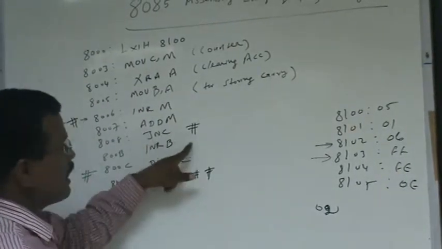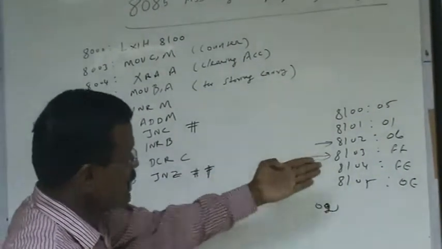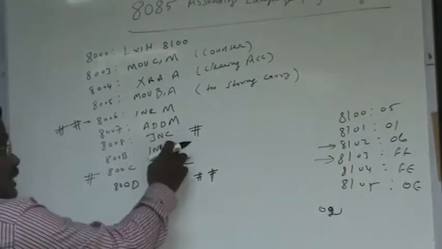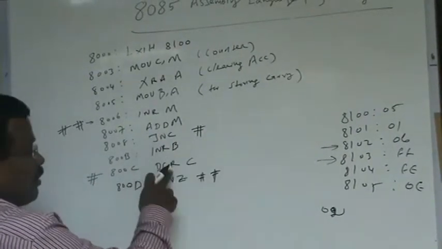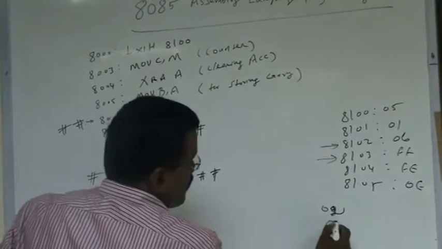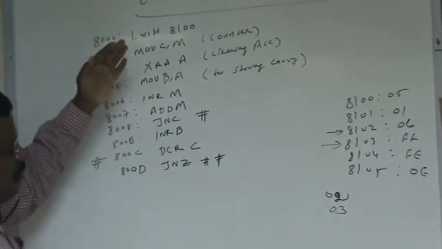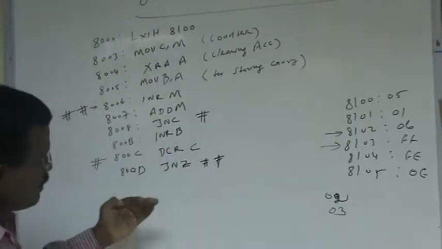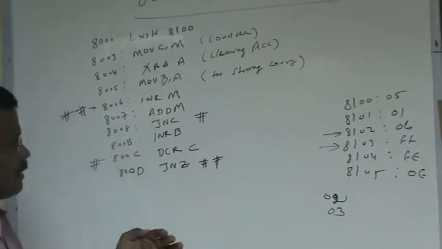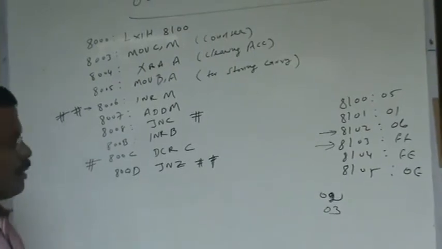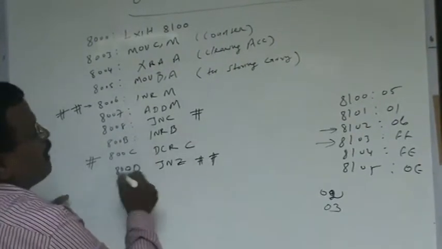Here also we are checking the carry. Whenever you add 7 with FF, you will get a carry. So the B register will also be incremented. Then we come to DCR C. That means the C value will become 03. Previously the value of C is 05. After fetching one data, 1 will be decremented. Second data, 2 will be decremented. Third data, it will decrement again by 1. Like that, this loop will be repeated.